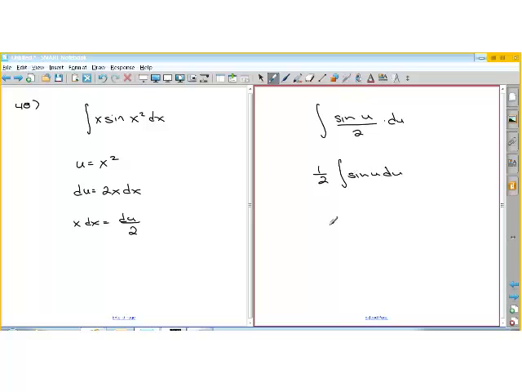The integral of the sine is negative the cosine, so we get 1/2 negative the cosine of u plus arbitrary constant c. So we get negative 1/2 cosine of u. u is x squared from here. And so the final answer is negative 1/2 cosine of x squared plus c.